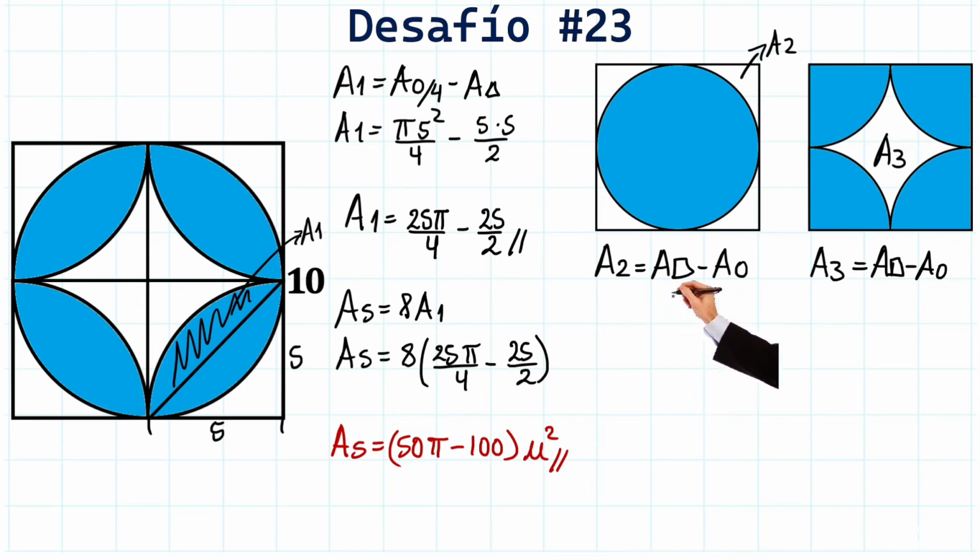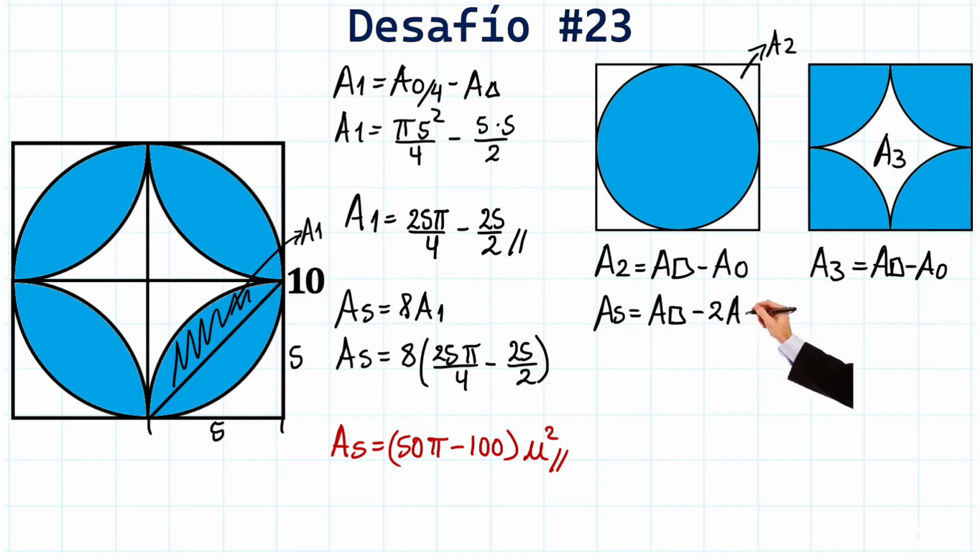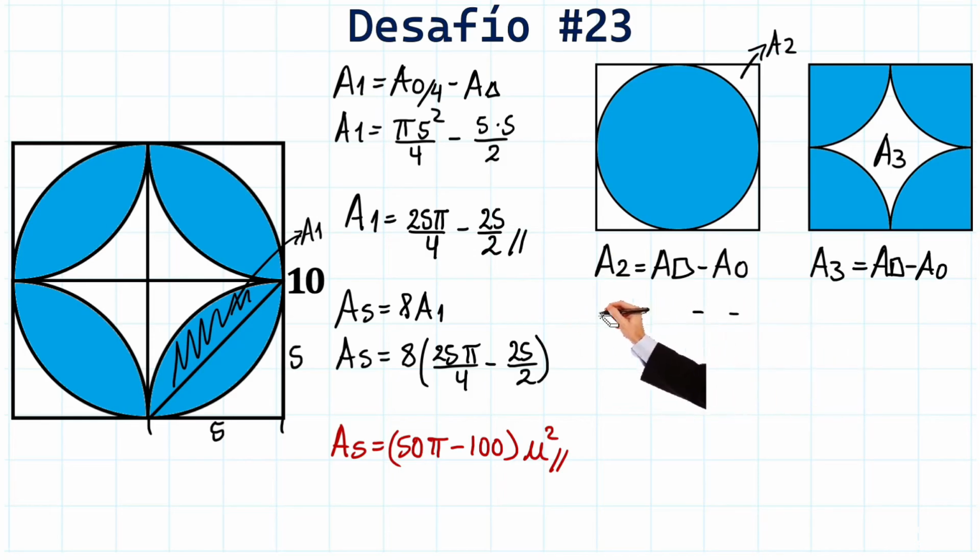Now then, we simply have to make the shaded area equal to the area of the square. Notice the area of this square minus twice the area 2, because area 2 is this part here, but there are 2 times because this part is equal to this part over here. Alright, how about we find area 2 first and then do this? I'm going to erase it now.